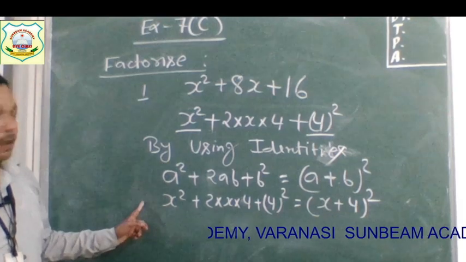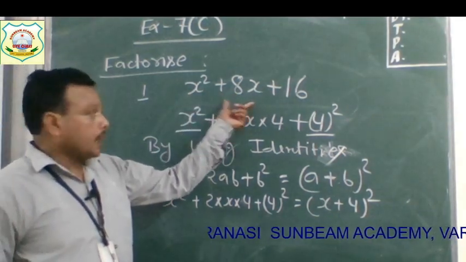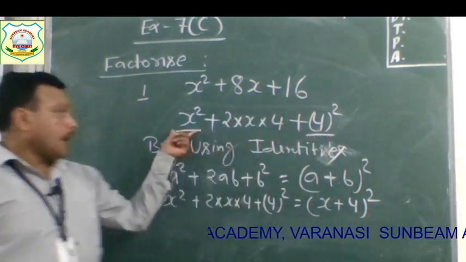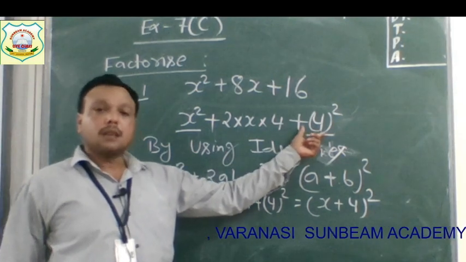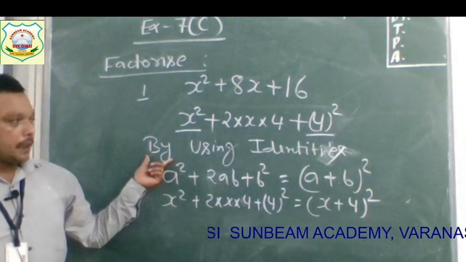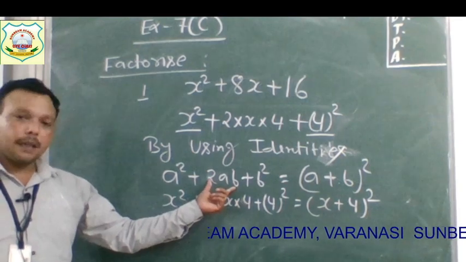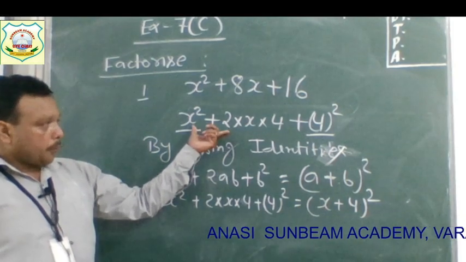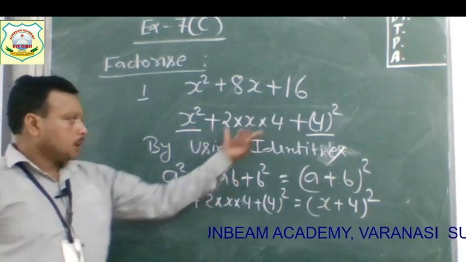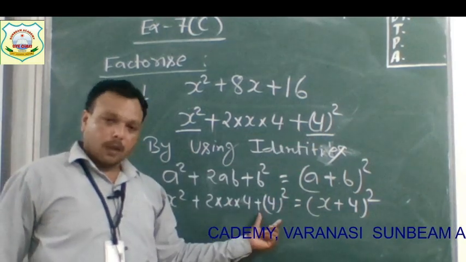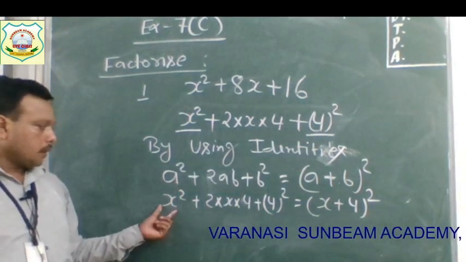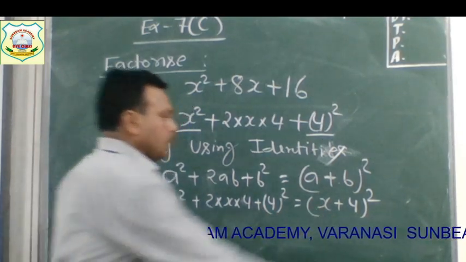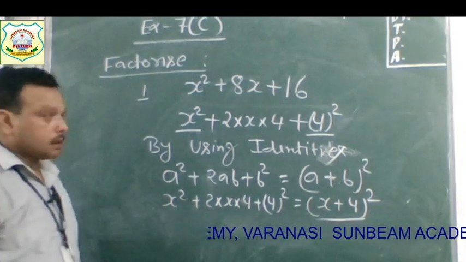Students, again I am telling you, x square plus 8x plus 16 is here. 16 is the square of 4. So x square plus 2 into x into 4 plus 4 square, by using the identity a square plus 2ab plus b square equals a plus b whole square. Our format is x square plus 2 into x into 4 plus 4 square. In place of a is x, in place of b is 4. So x plus 4 whole square will be your answer. Clear students? So note it down.